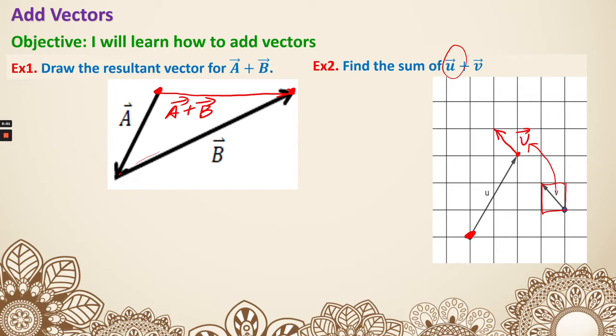Next, we can just draw. That's our initial point. That's our ending terminal point. So connect them. This would represent our u plus v. That is example 2.